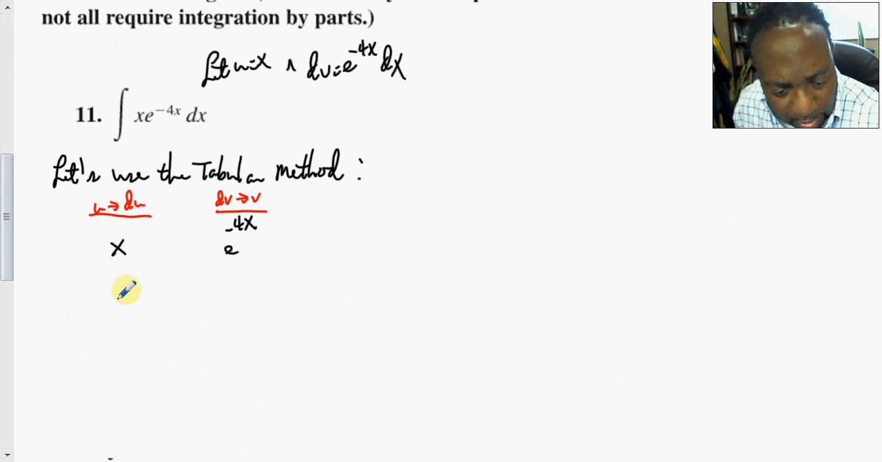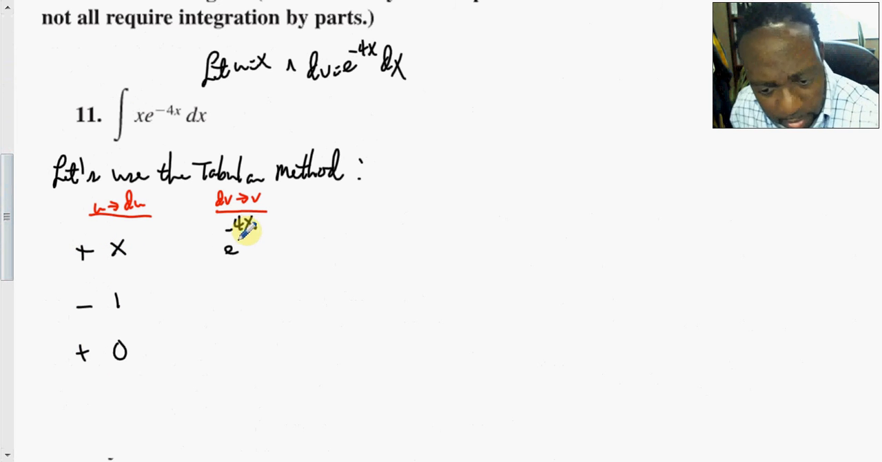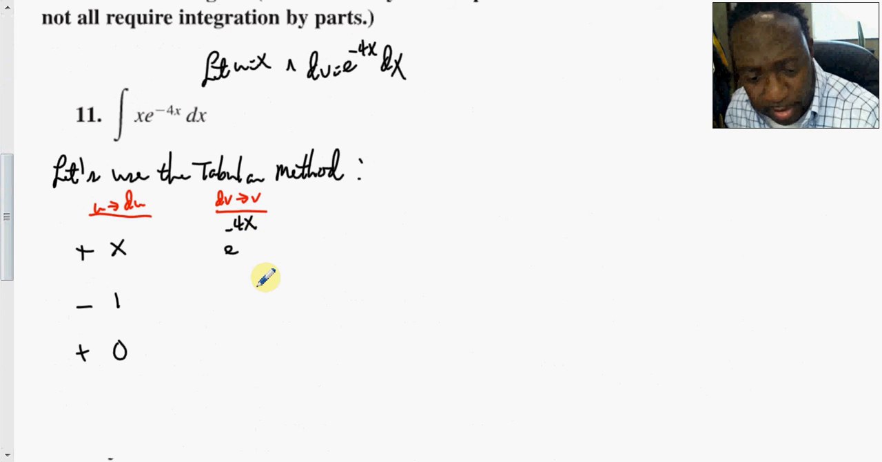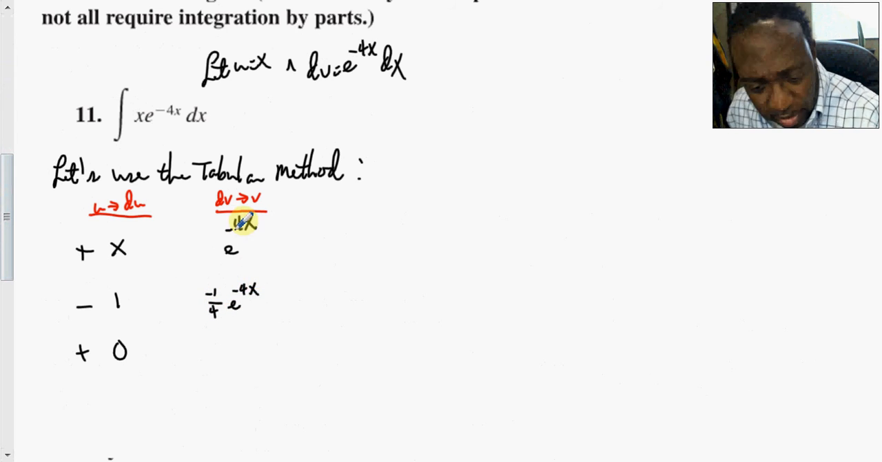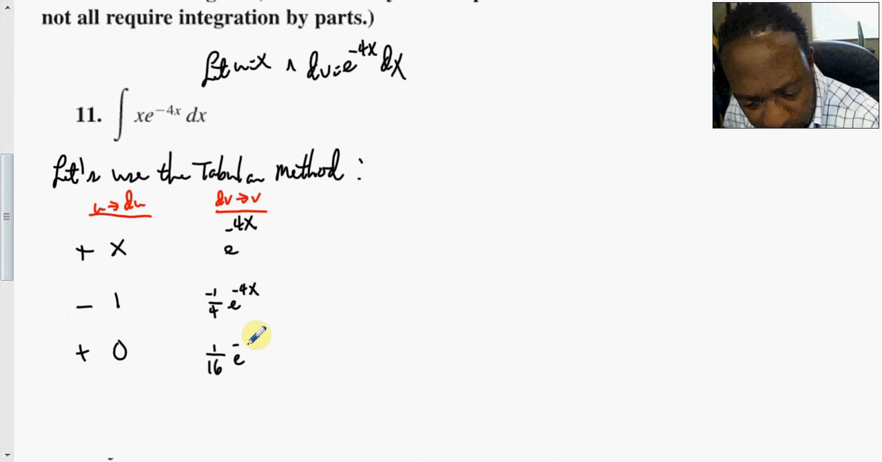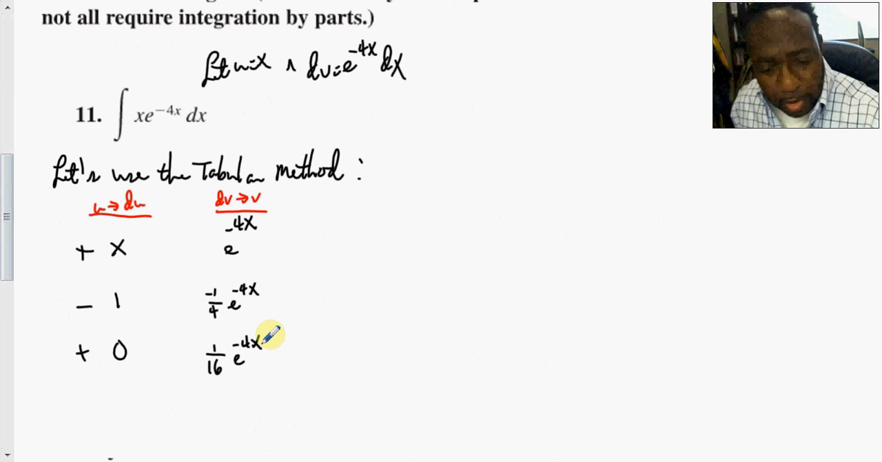So the derivative of x is 1, the derivative of 1 is 0. You're going to alternate these signs, so it's plus, minus, plus. Integrate e to the negative 4x dx. Well, the integral of that, you have to use a u-substitution, and the integral of that would be negative 1/4 times e to the negative 4x. Each integral would be a factor of negative 1/4. So this is negative 1/4 times negative 1/4. That's 1 over 16 times e to the negative 4x.